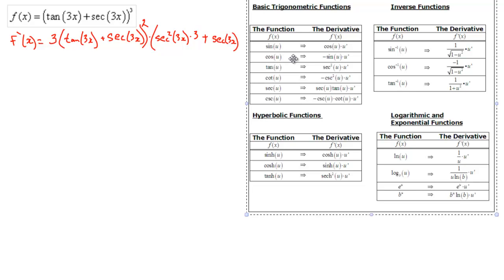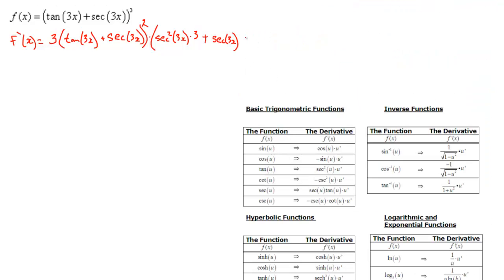And I'll just move this out of the way for a second. Secant 3x tan 3x times the derivative of 3x, which is 3. So there's the derivative. Again, I'll leave it to you to simplify, but the derivative part, there it is.